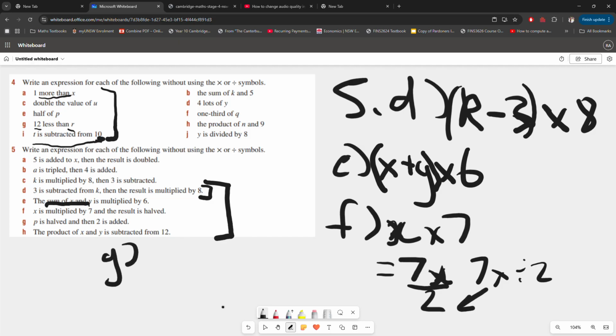Now I've got G. So P is halved and then 2 is added. So just like the previous one, we've got P is like the first starting point, and then it's halved. So halved meaning divide by 2. It's also the same as 0.5p, but we can just easily write it as p over 2. And then 2 is added, plus 2. Right, because you've just added, whatever the result of p over 2 was, you've added 2 to that result. P is halved and then 2 is added.